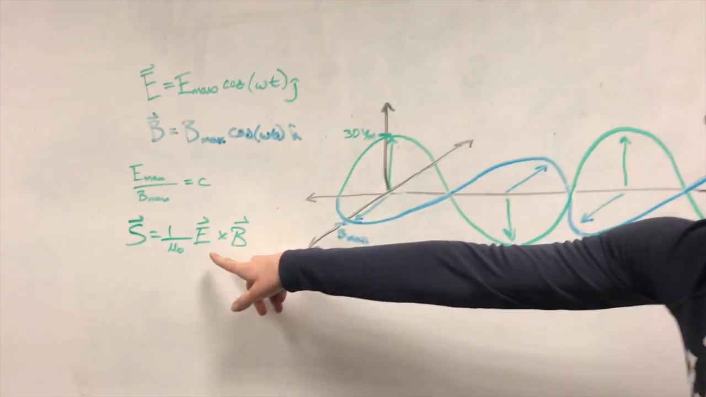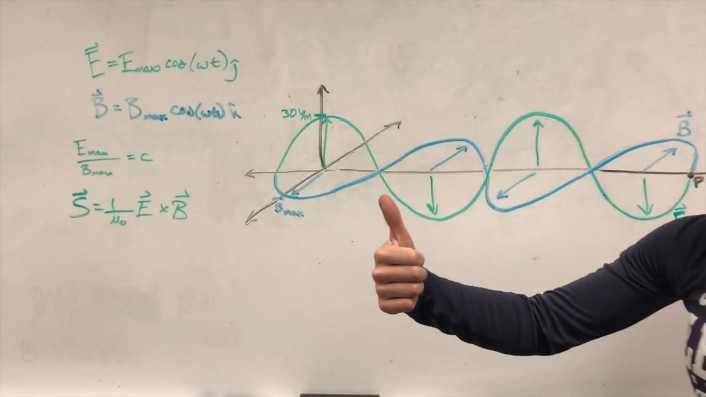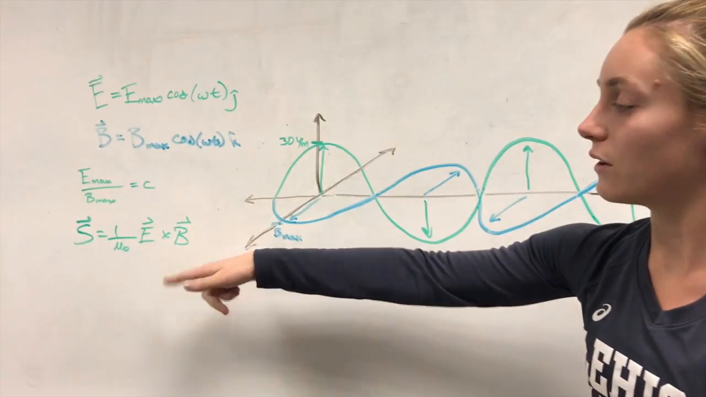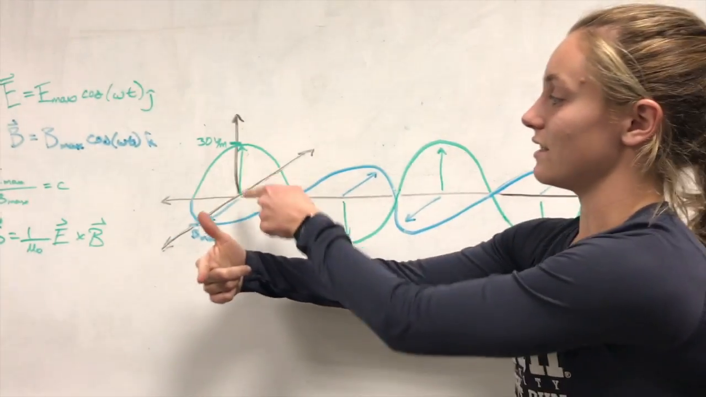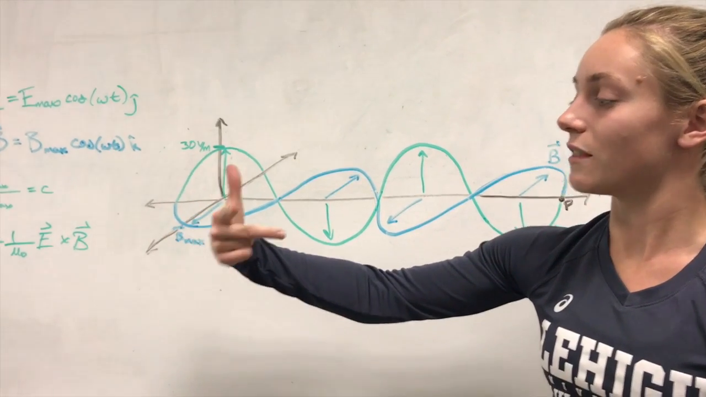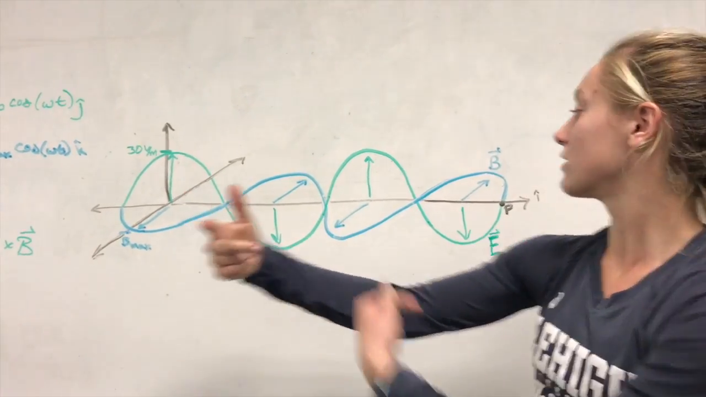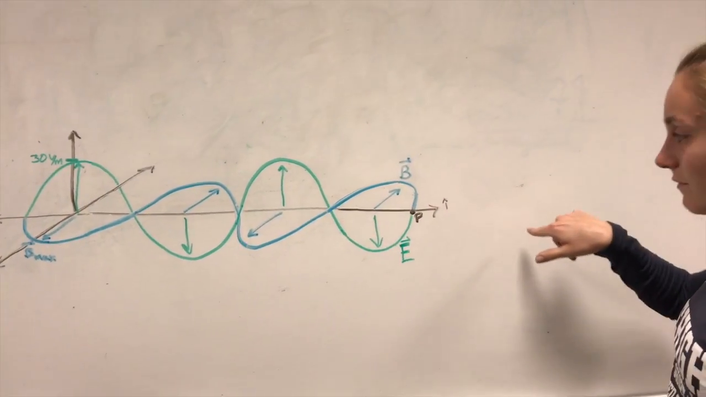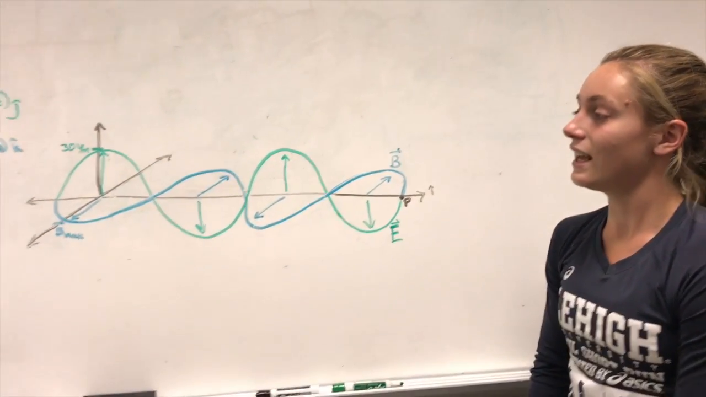So the electric field, by the right-hand rule, will be our thumb. The magnetic field will be our pointer finger, as we can see here, which means that the pointing vector is going in this direction, this way, across the x-axis.